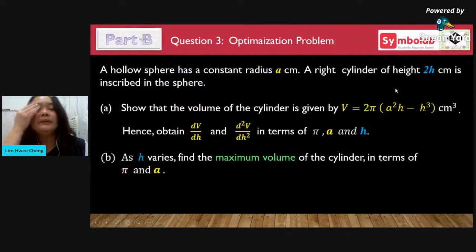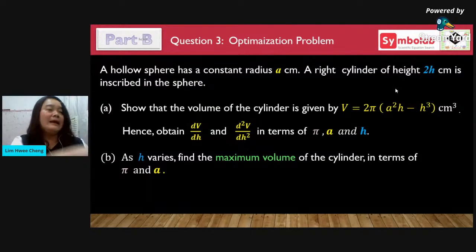Okay, so we go to another question. The second last question is the optimization problem. Okay, yang ini, ini tak ada apalah.